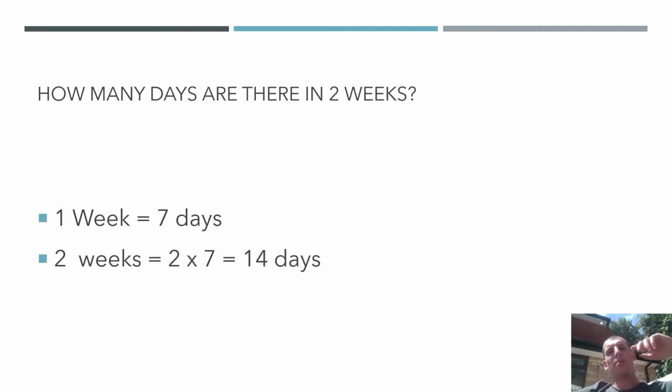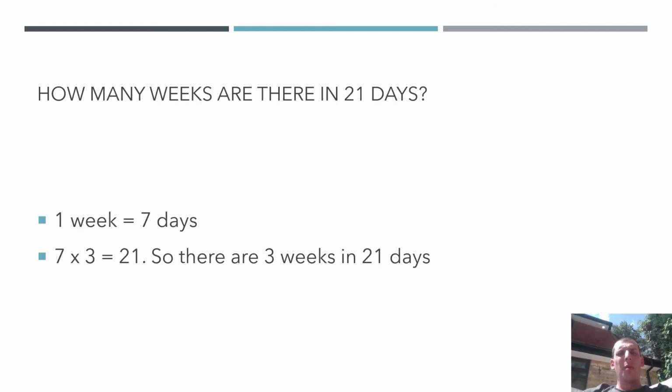Excellent. So we're now going to move on to the second part of the lesson, which is about days and weeks. So I want to know how many days there are in 2 weeks. I know in 1 week there are 7 days. So in 2 weeks there's going to be double that amount. So we just do 2 times 7 equals 14 days. So in 2 weeks there are 14 days.